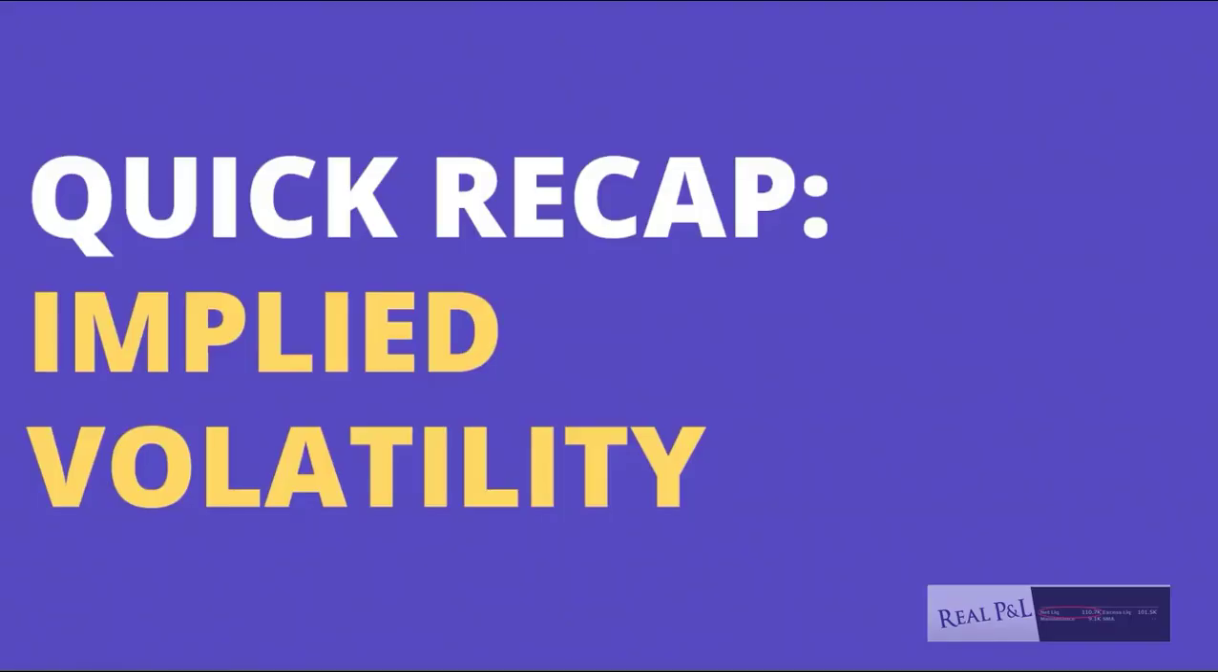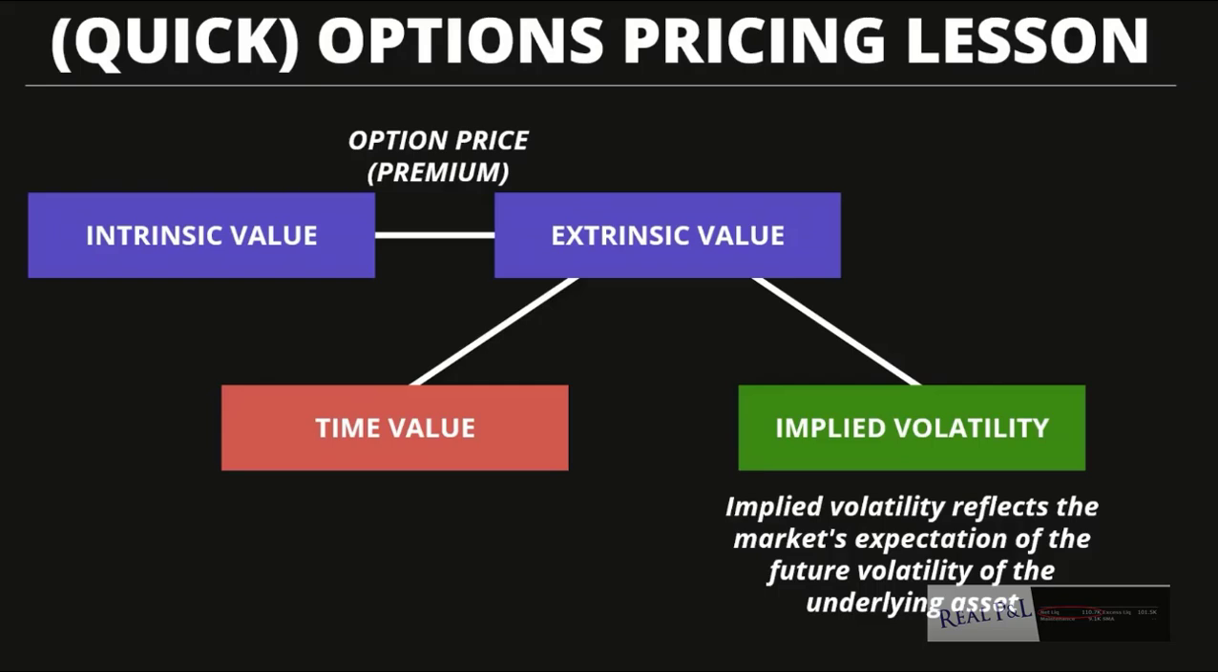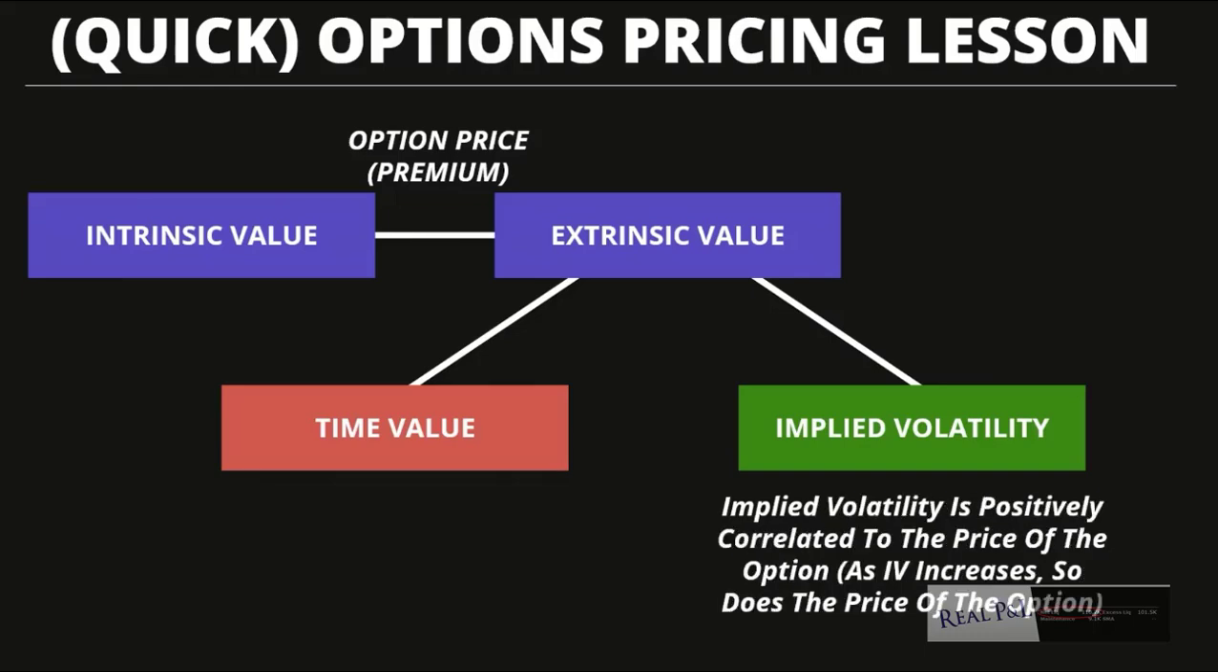So, quick recap on implied volatility. Besides time value, theta, another component of extrinsic value to options is implied volatility. Implied volatility reflects the market's expectation of the future volatility of the underlying asset. Implied volatility is positively correlated to the price of the option. As implied volatility, IV, increases, so does the price of the option.